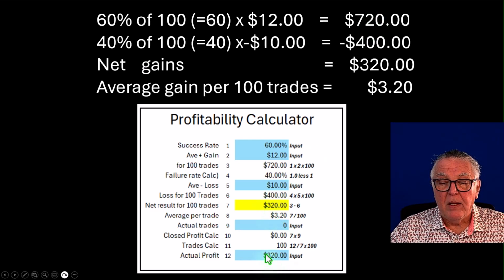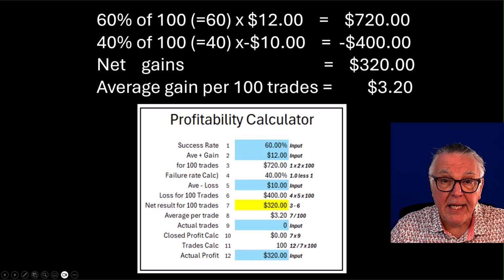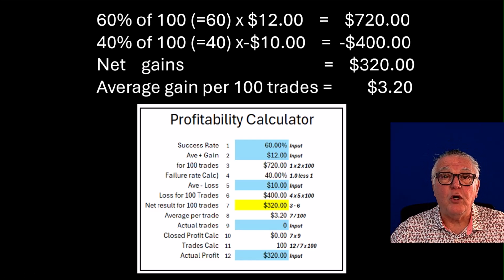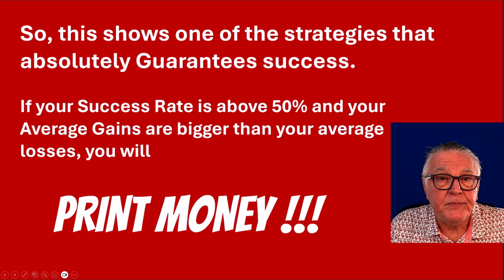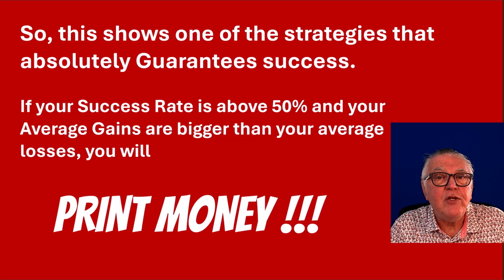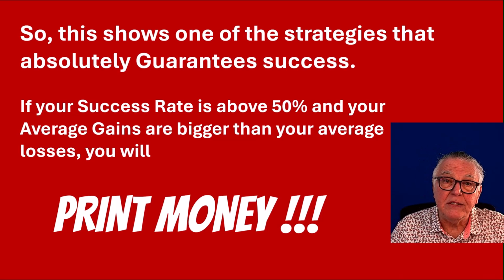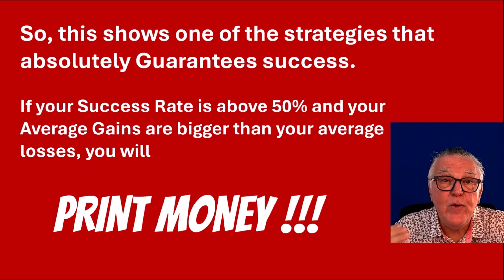And then the bottom part is really the number of trades that were made, and 320 is the total, so therefore there were 100 trades made. So here's your profit calculator. We're going to see this profit calculator in action in the next few examples. But here's the point. If your success rate is more than 50% and your average gains are more than your average losses, you will print money.